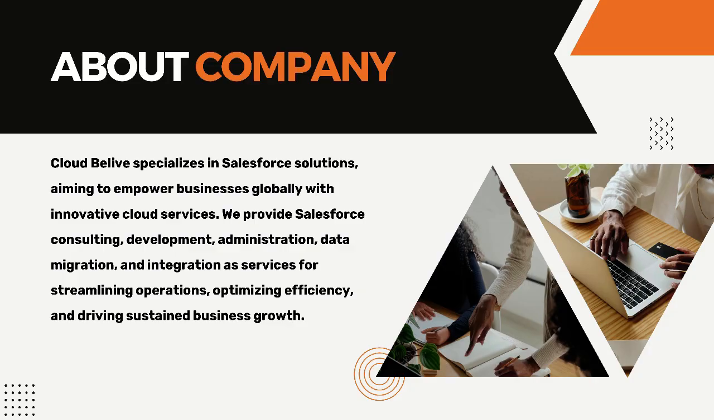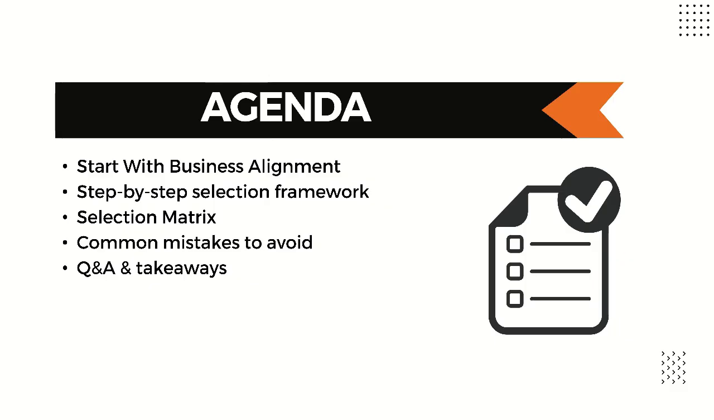As I said, today's session is about understanding how we are going to help your customer choose the right Salesforce product, the core products. The agenda today will be to start with business alignment, understanding how we are going to align with the business to get to know their requirements, then a step-by-step selection framework, a selection matrix, a quick matrix, the common mistakes to avoid in this process, and Q&A.